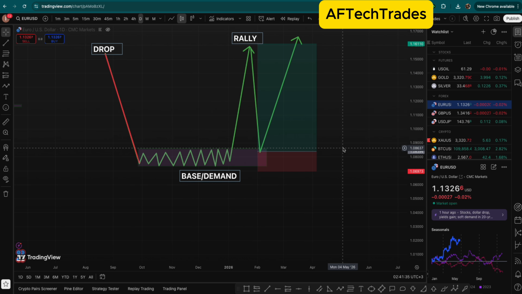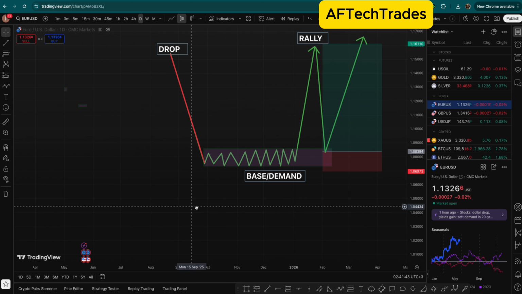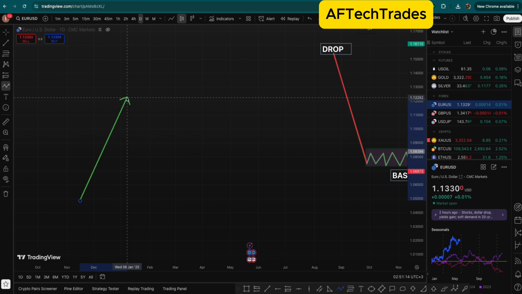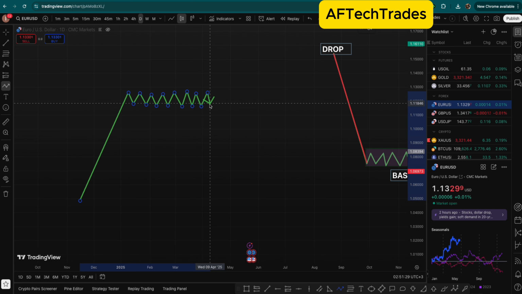So now, next, I will talk about the rally base drop. So for the rally base drop, a strong upward move will happen like this. Then a consolidation will happen, just like this. Then what happens next? A drop will happen. So let's make this one red.